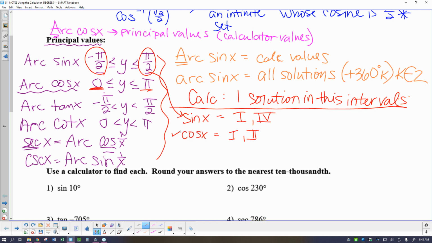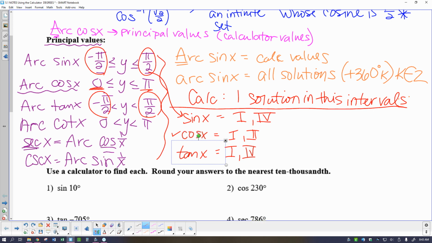That makes sense. And then the last one, and we really don't work too much with the other ones, but tangent would be first and fourth again. Check it out. This is first quadrant, or fourth quadrant, and then first quadrant. So those are matching up with those intervals that I gave us.